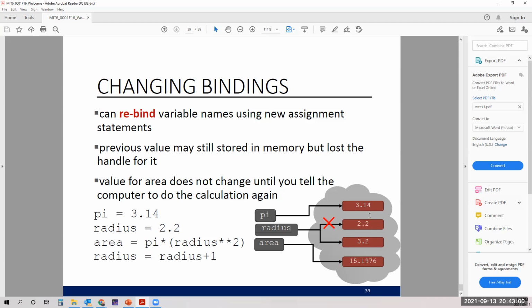So pi is still 3.14, no change. The radius changed from 2.2 to 3.2. But if I write area, it will always give me the area with 2.2. If I say area again after the line area equals pi times radius squared, then the area will have the new value with the new radius, and the old radius area will not appear.